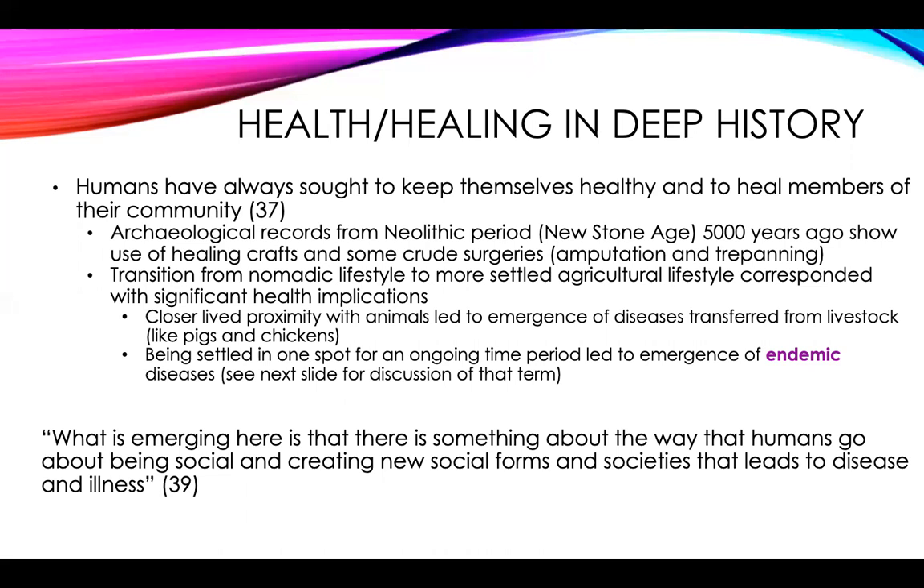Also, being settled in one spot for an ongoing time period led to the emergence of diseases that we refer to as endemic diseases. I'm going to talk about what that term endemic means in the next slide. Before I leave this slide, though, just focus on the idea that what the book concludes is that what's emergent here during this time is that there's something about the way that humans go about being social and creating new social forms and societies that leads to the type of disease and illness that we see in that society and the amount of disease and illness that we see in that society.